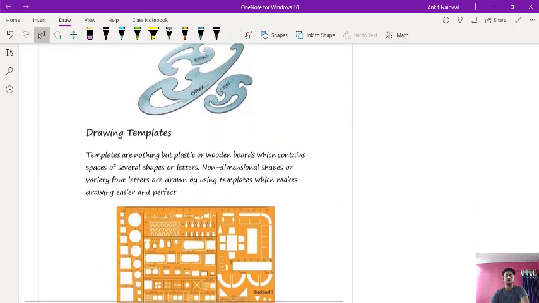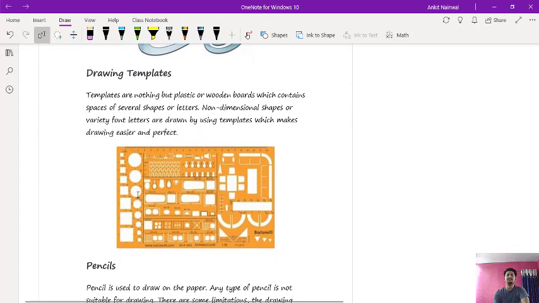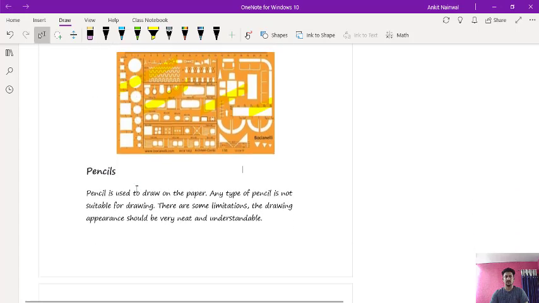Okay. Drawing template, there are certain templates that are made on plastic or wooden boards which contain spaces of several shapes. Shapes of different sizes or different dimensions are there that are easy to use in our drawing.